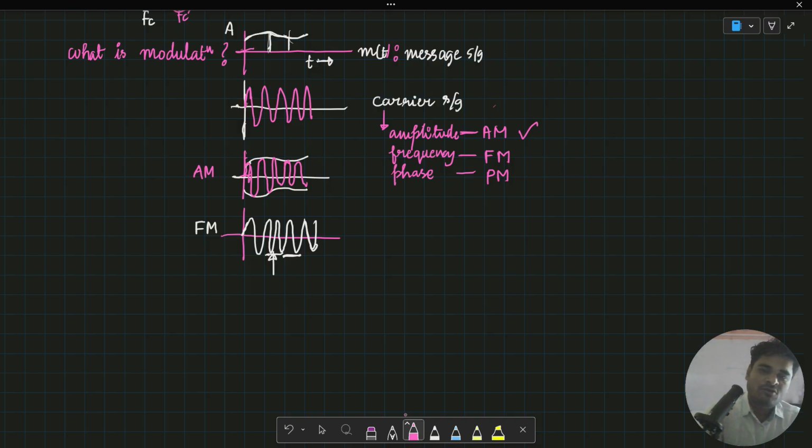And we are not going to talk about digital modulation because we'll restrict ourselves to only up to amplitude modulation.